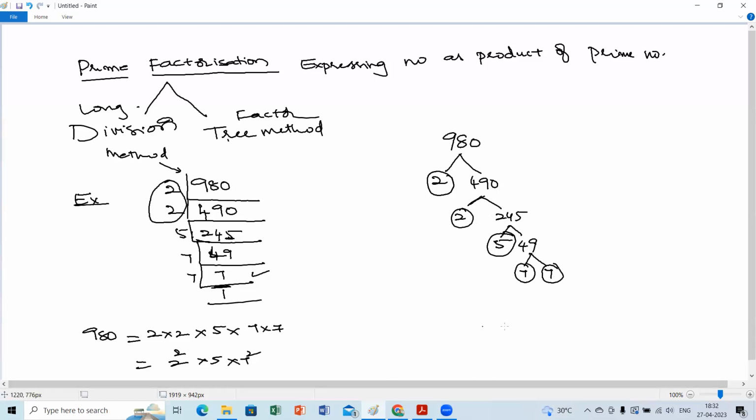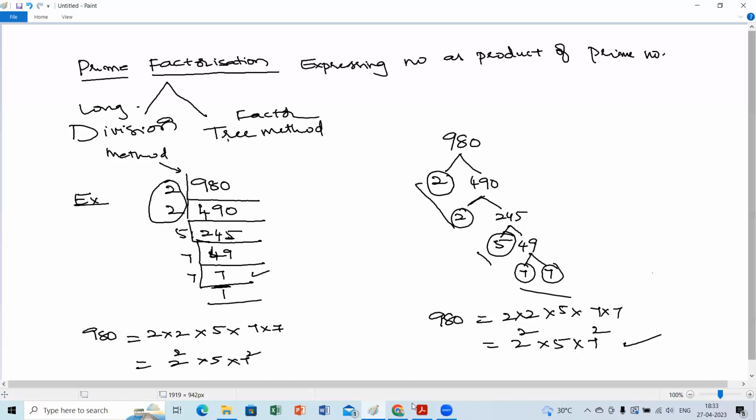Now write the product of all the numbers. 980 can be expressed as a product of prime numbers: 2 repeated, all the circles, wherever I made prime numbers, those numbers you have to write. 5 one time, 7 2 times. So 7 into 7. Same thing, children. If the same number is repeated, we can express it in power notation. So 2 square into 5 into 7 square. If you do either the long division method or the tree method, the answer is the same, children.